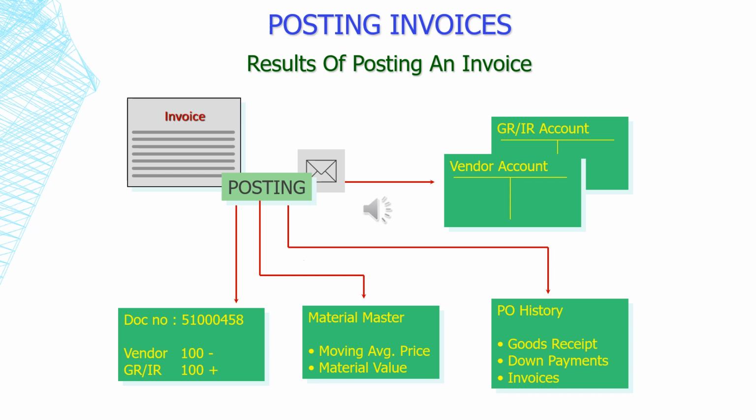Once we post any invoice, a couple of documents are updated. The accounting document is created, the material master moving average price is updated, the purchase order history is updated, the vendor account is updated, and the GR account is updated.